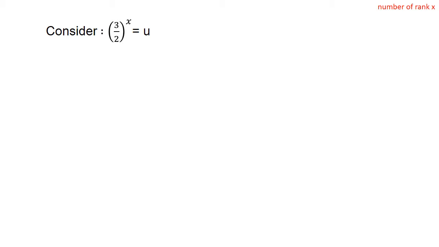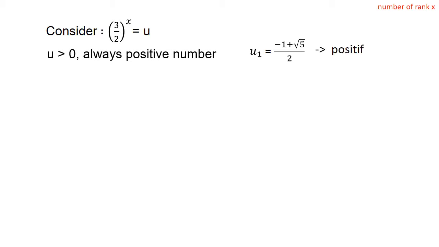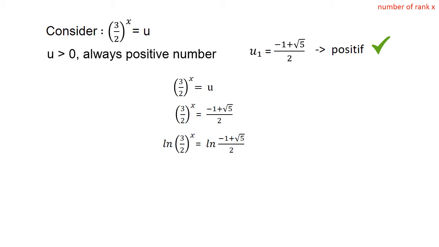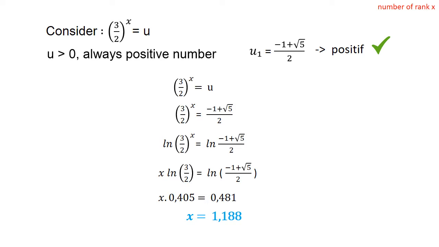Consider that (3/2) to the power of x equals u. u is greater than 0, a positive number. We get x equals 1.188.